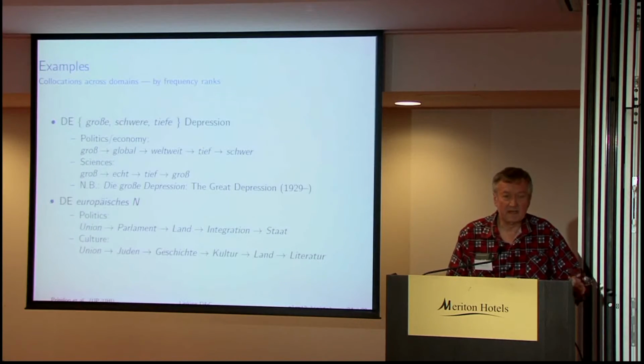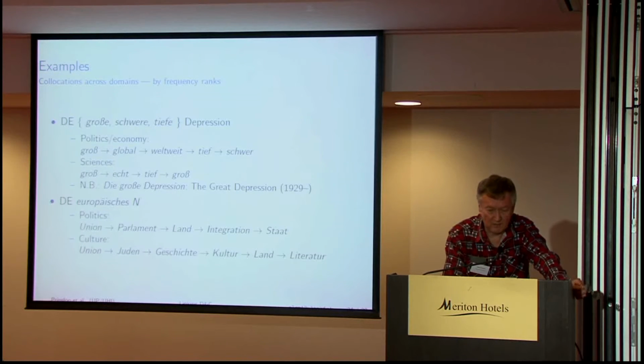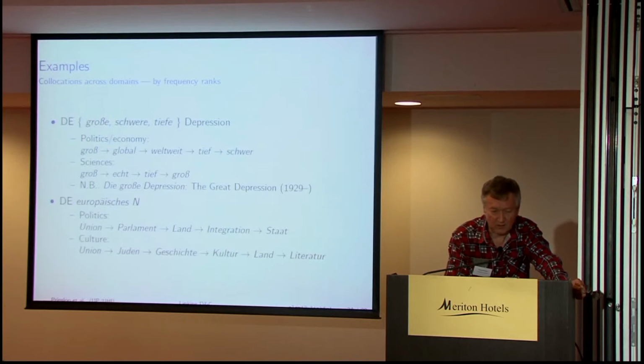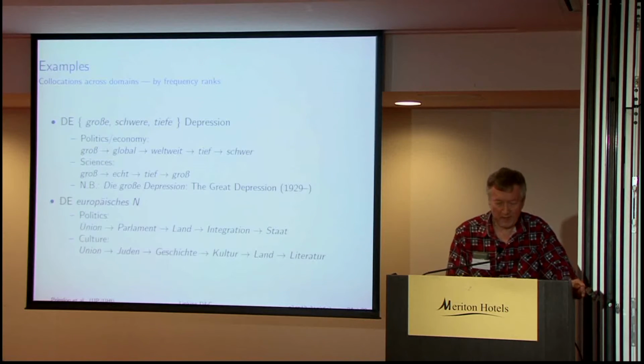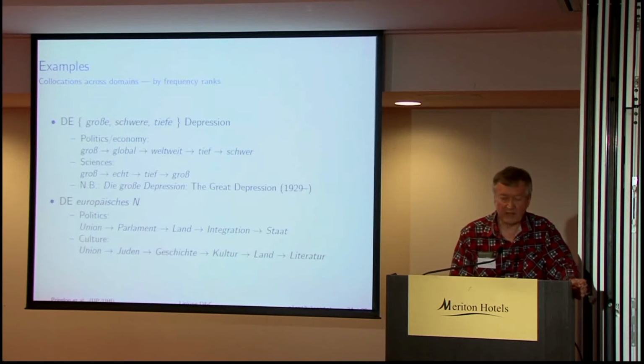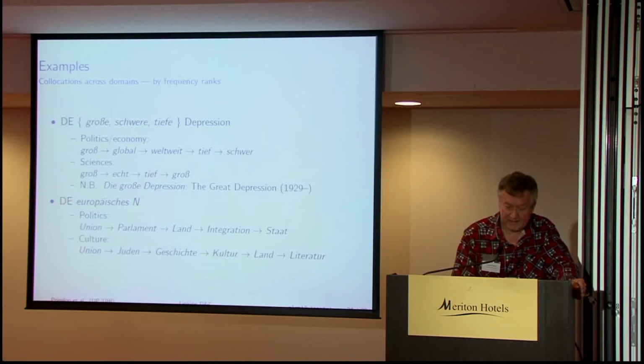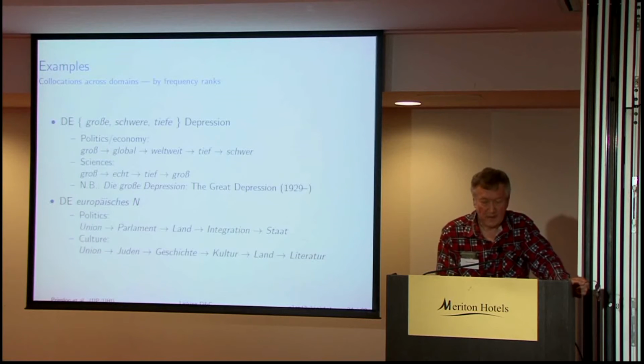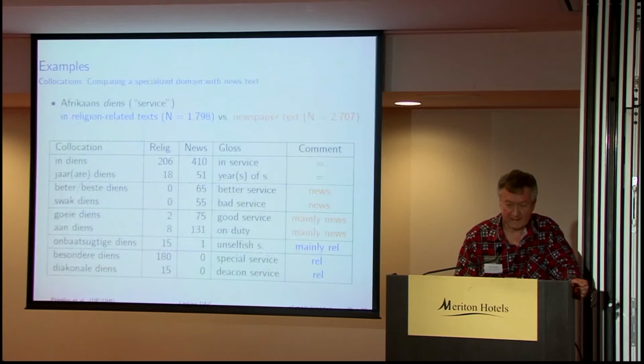More examples, this time in terms of depression and typical collocations there. In terms of politics and economy, there you see the collocations versus in terms of science. And then also for the German, for European, where you have the collocations and combinations in terms of politics, European Union, and in terms of culture, there. All these things come with a clear difference if you compare the domains.